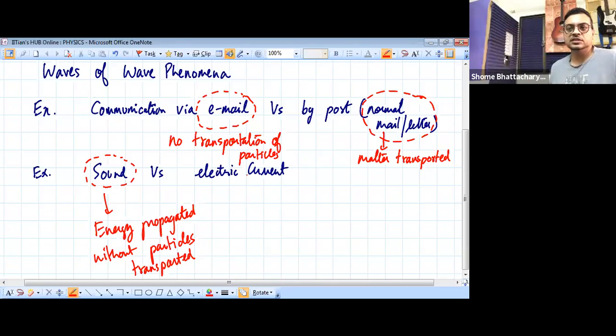Whereas in the electric current, for example, you know that electrons get transferred. So there is electrical energy which is propagated, but physical particles or matter is actually transported from one point to another. So this is the difference between any wave phenomenon versus any non-wave phenomenon.